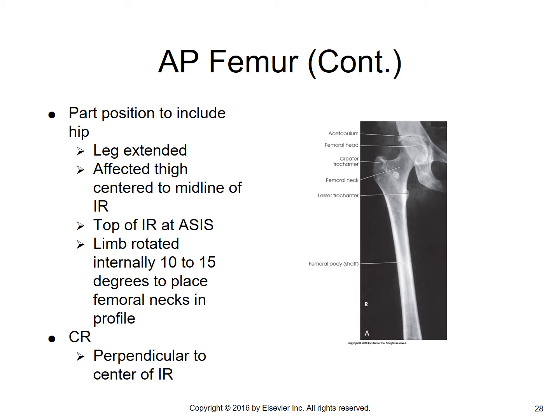And once again, limb rotated internally 10 to 15 degrees to place the femoral necks in profile. The femoral necks go back at a little bit of an angle, so if we internally rotate the feet, that's going to bring the necks of the femur parallel with the image receptor, and you should not have foreshortening then of the femoral necks. Central ray will be perpendicular to the center of the IR.